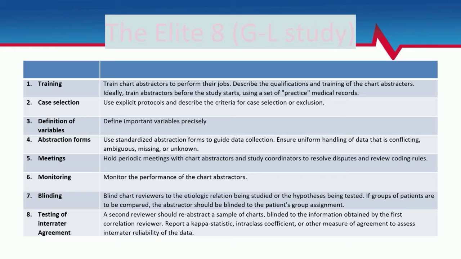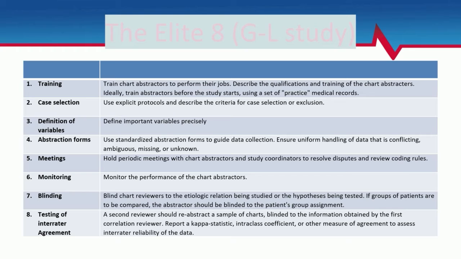Number 7 is the part where I think it's really hard to do with learners. The idea is that you're going to blind the people who are doing chart abstraction to what the purpose of the study is. That's pretty hard to bring in like an MS3 or MS4 and say, hey, I've got a great study for you, but I'm not going to tell you what it's about. Here's 1,000 charts. Have fun. I'll tell you at the end.